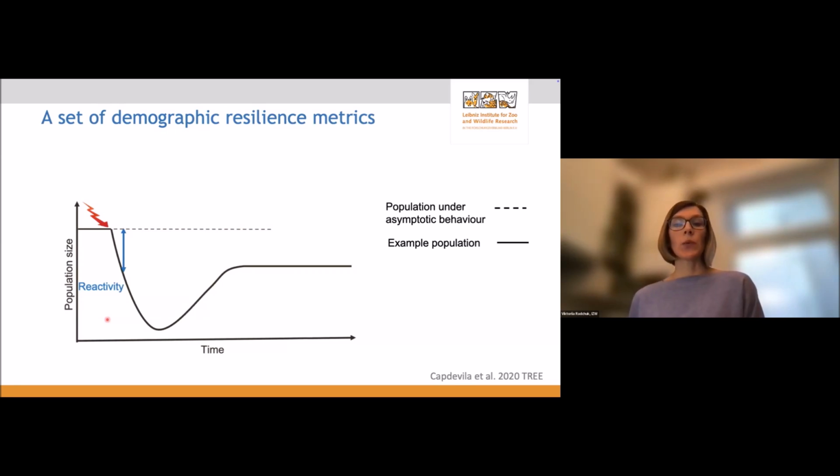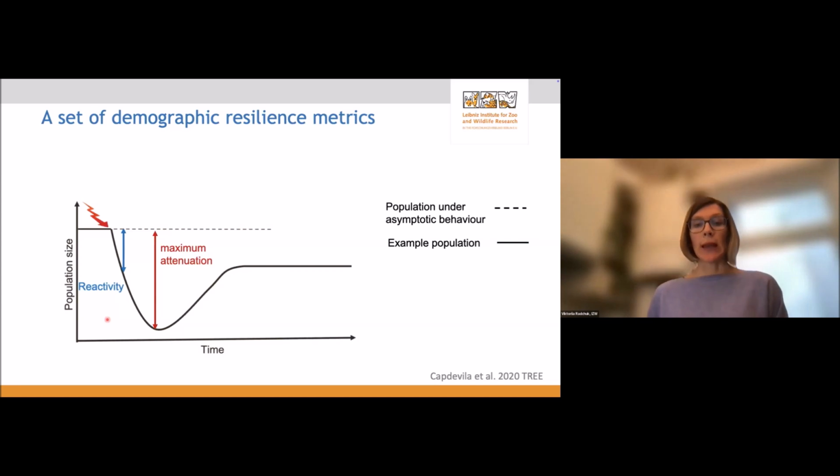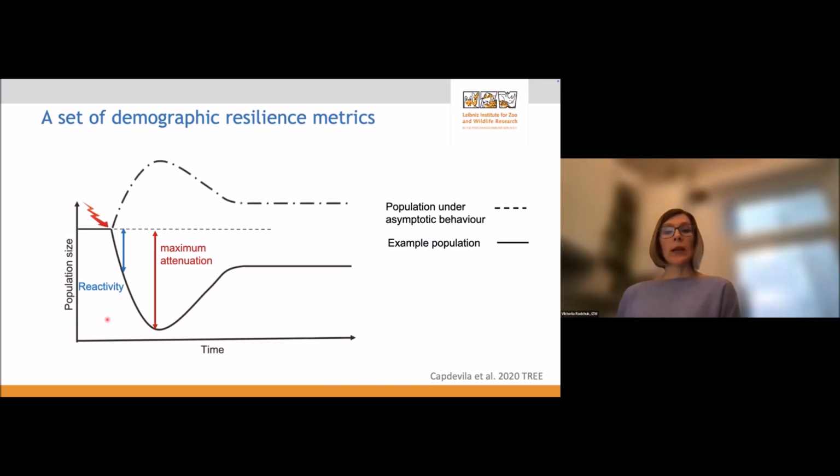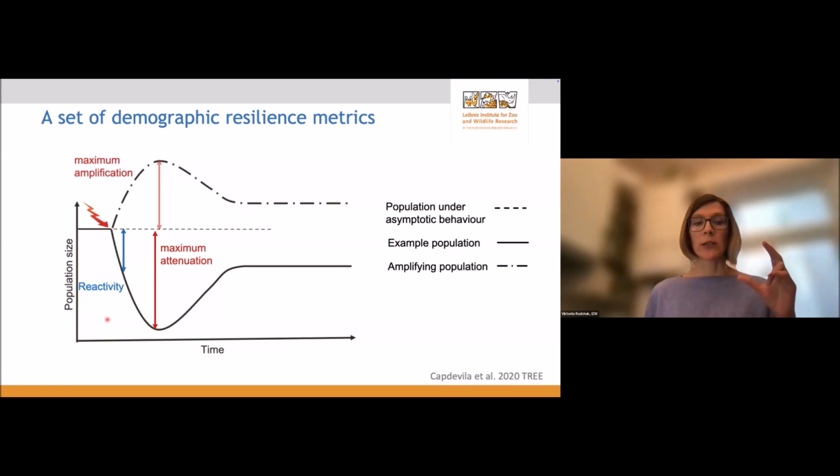Reactivity, which is a decline in population density at the first time step compared to the density that would be observed under a long-term asymptotic growth rate. So here, for simplicity, it's a stable, it's a parallel line. We can also measure maximum attenuation, which is the lowest population density that can be reached at any time step after a disturbance. And for populations, unlike for communities, a disturbance can lead to overcompensatory dynamics, which would result in increasing abundance after a disturbance. And this is captured by maximum amplification, which is analogous to maximum attenuation, only that it now measures the increase in density after the disturbance.